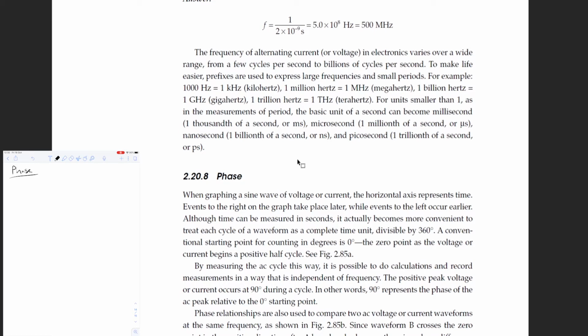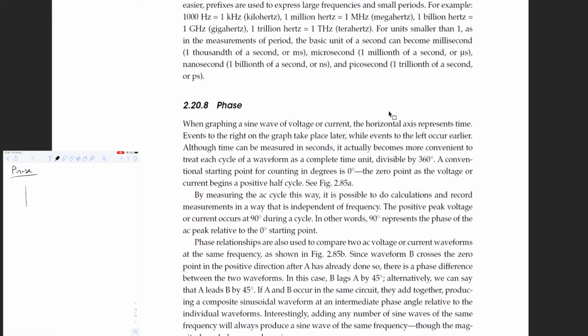Okay, when graphing a sine wave of voltage or current, the horizontal axis represents time. Okay, so this horizontal axis is time. Okay, events to the right of the graph take place later, while events to the left occur earlier.